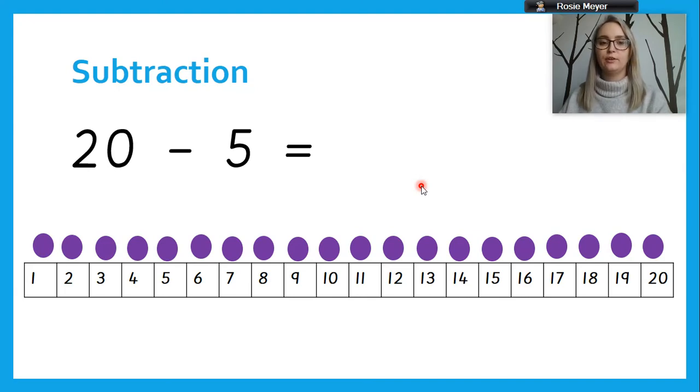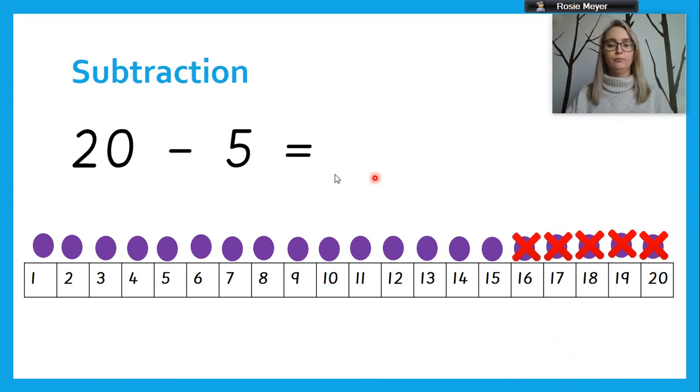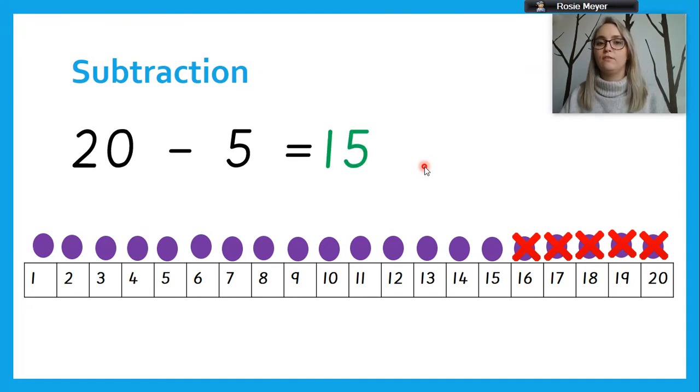Fantastic. So now that you have drawn your 20 circles on your piece of paper, we're ready to take away 5 circles. Let's have a look. Are you ready? 1, 2, 3, 4, 5. Fantastic. Now we've just got to count our leftover circles to find out the answer. 1, 2, 3, 4, 5, 6, 7, 8, 9, 10, 11, 12, 13, 14, 15 circles left over. So 20 subtract 5 equals 15.